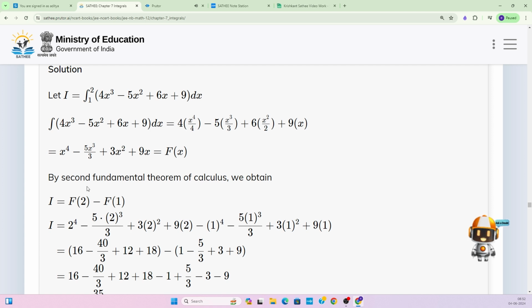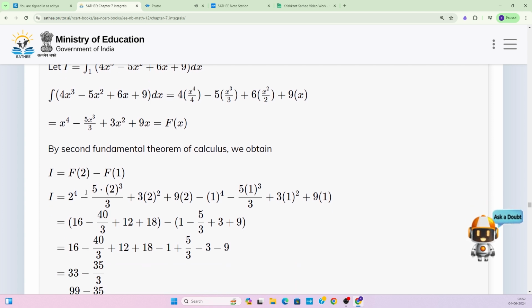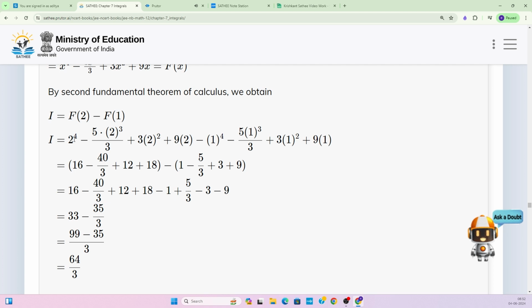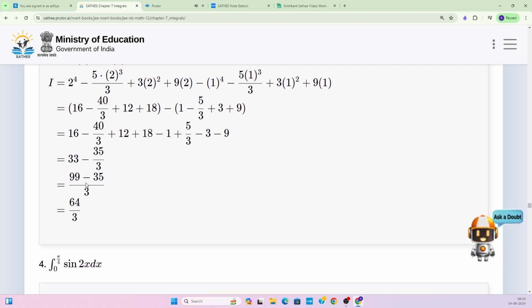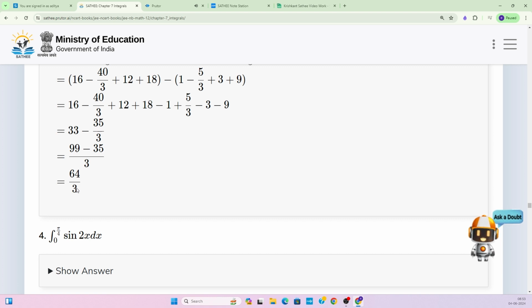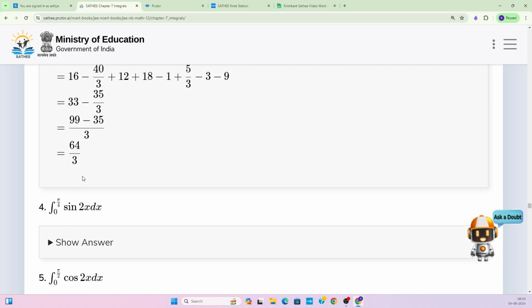And from here you can easily see that capital F of 2 minus F of 1. This means (2^4 - 5·2^3/3 + 3·2^2 + 9·2) minus (1^4 - 5·1^3/3 + 3·1^2 + 9). Clear? I hope it is clear to you. Just simplify, rearrange the terms, and you will get 33 minus 35 by 3, that is 99 minus 35 by 3, which is 64 by 3. I hope it is clear to you.